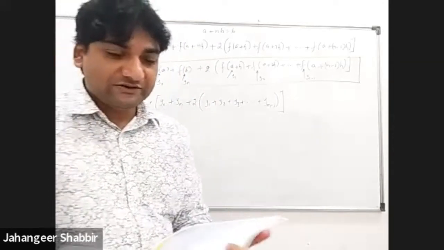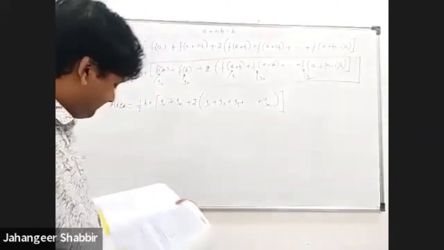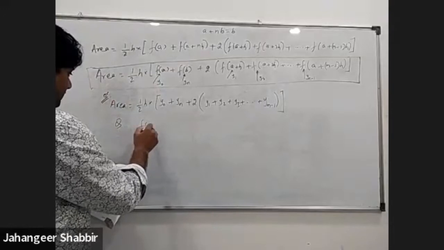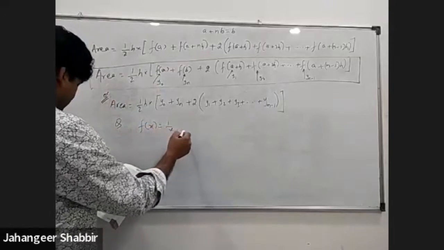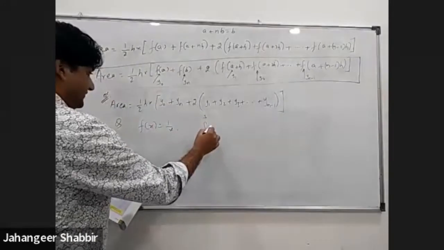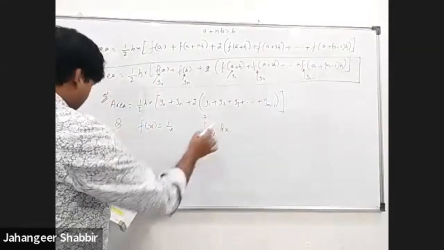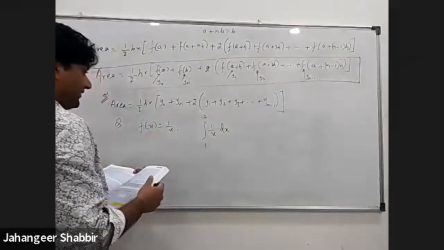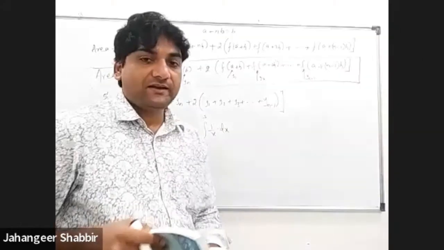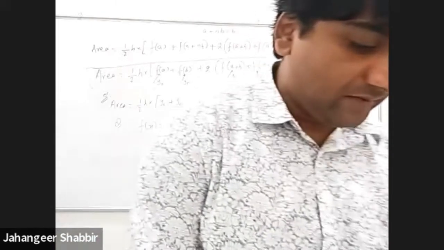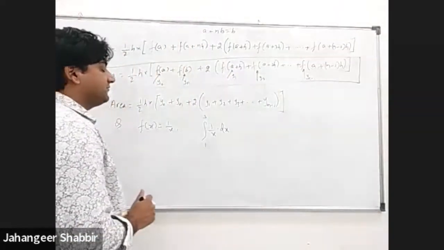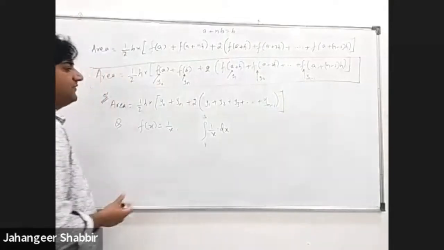Okay, so what is our question? Question says f(x) equals 1 over x, and the limits are 1 to 3. We have to integrate the function 1 over x and give the answer to 3 decimal places. So we have to find the area by using 2 methods. First is by the trapezium rule, and second is by normal integration.